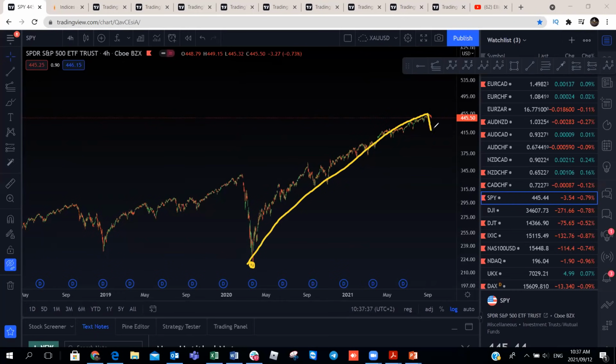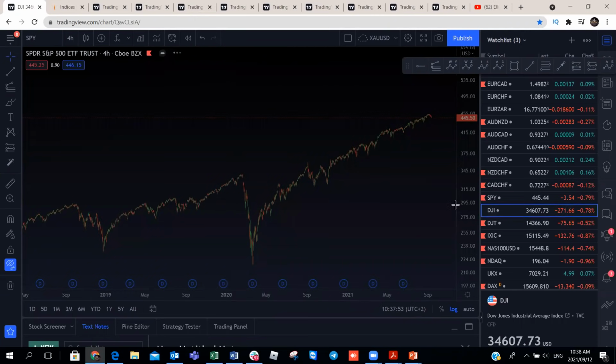So we expect at least a corrective structure, maybe one that is similar in size as this one. So that will be decent. If you can look at this one was flat. So here you may expect a zigzag looking at the alternation rule. So let's watch this one in the next coming sessions.